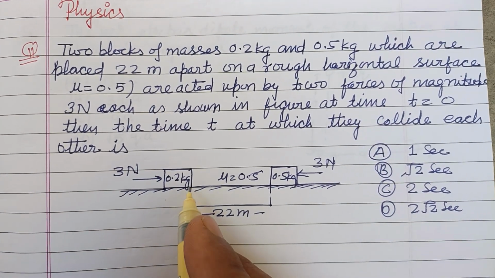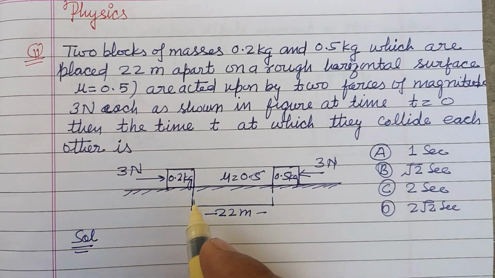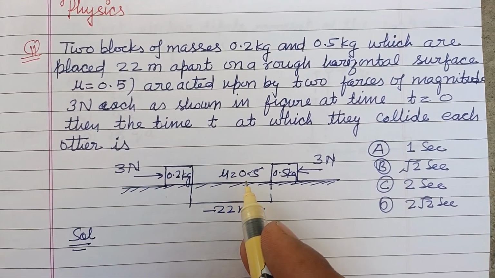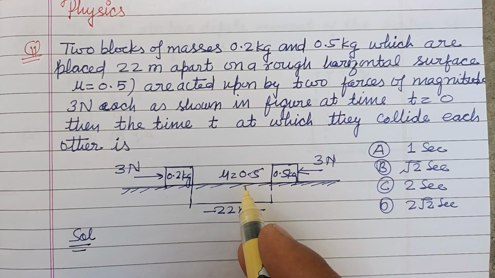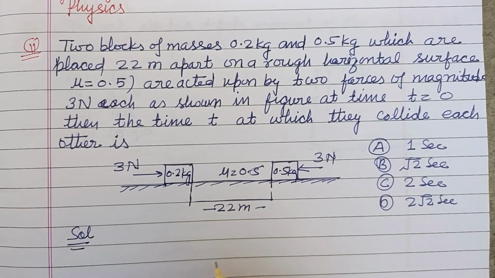So students, here the collision condition is given. For this, if this particle covers a distance of s and this one covers a distance of 22 minus s, then they collide.